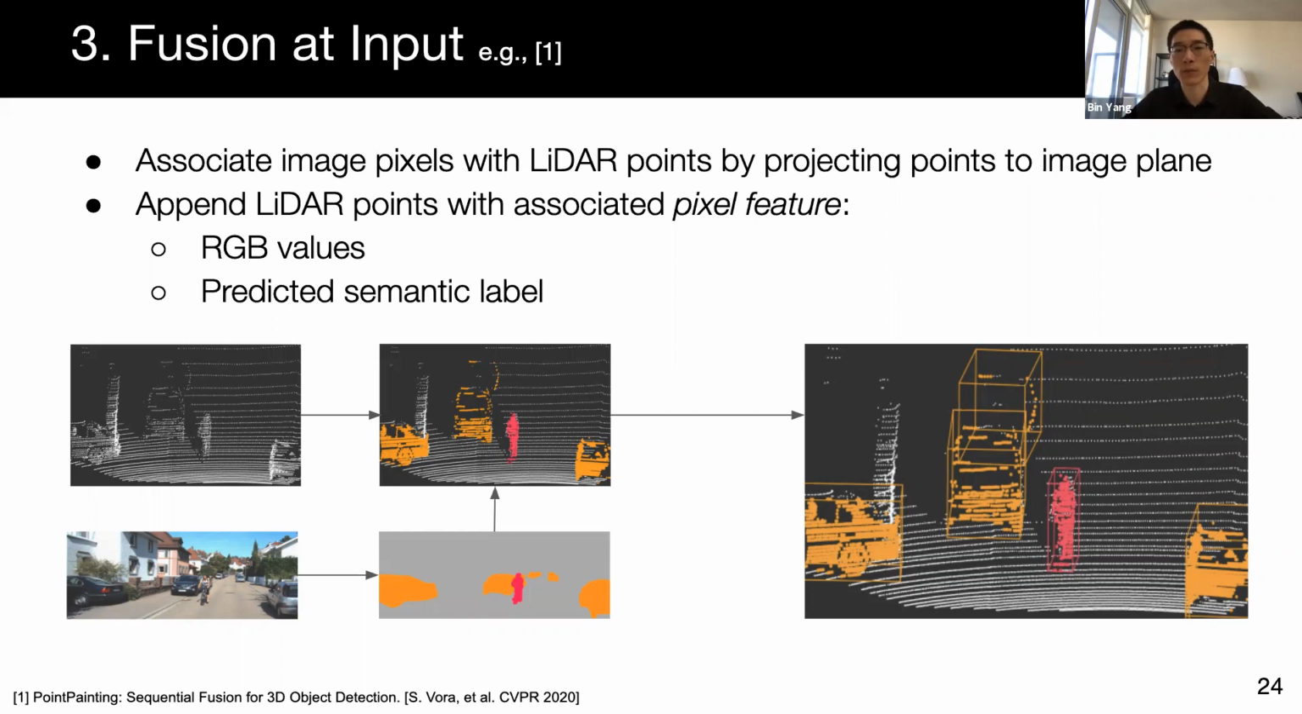To find a one-to-one mapping between LiDAR points and image pixels, we project each LiDAR point onto the image plane. If the point falls within the image, then the corresponding pixel is matched with the LiDAR point. Otherwise, the LiDAR point has no match. We then append the pixel features like RGB or predicted semantic label to its associated LiDAR point. The enhanced LiDAR point clouds are fed into an off-the-shelf LiDAR-based model.